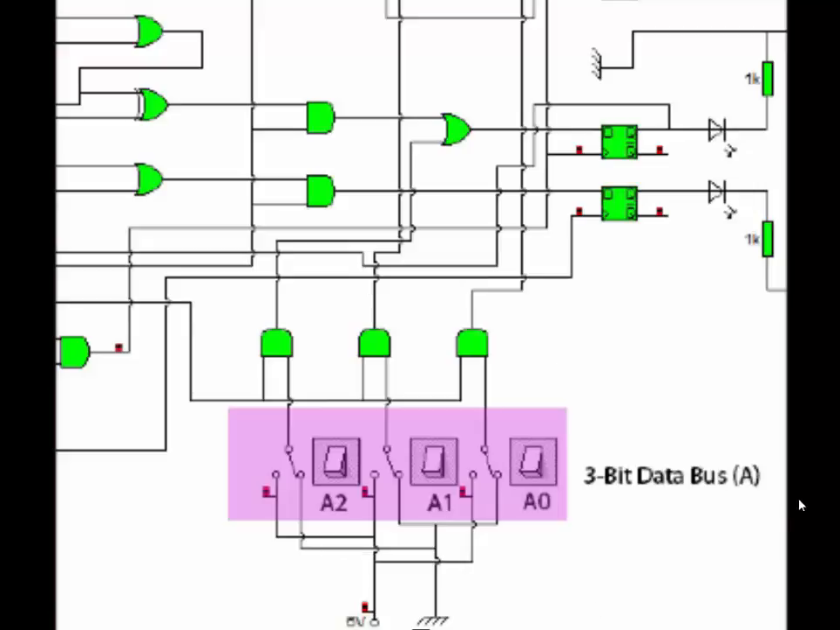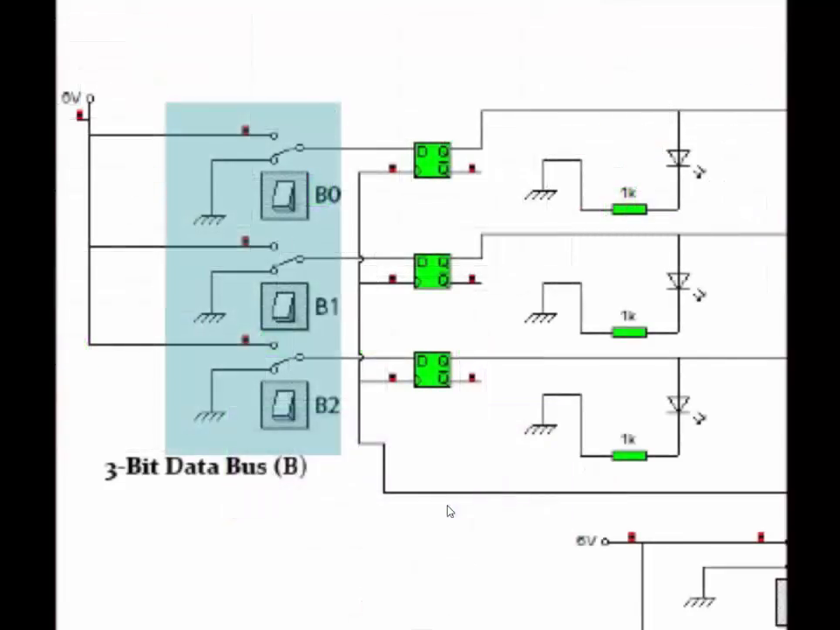Now the second thing we're going to look at is the first set of inputs, which is a 3-bit data bus. On the most right we have A0, which represents a 1, and then we have A1, which represents a 2, then A2, which represents a 4. Now the second set of inputs is the 3-bit data bus letter B. Over here at the top we have B0, which represents a 1, B1 under the B0, which represents a 2, and then B2, which represents a 4. And these are the second set of inputs.